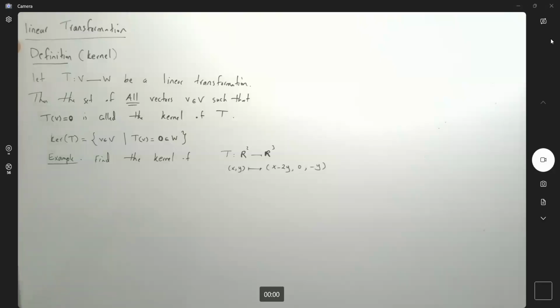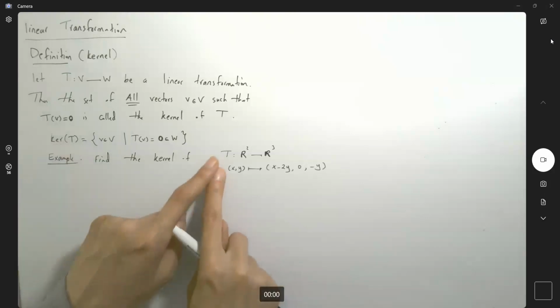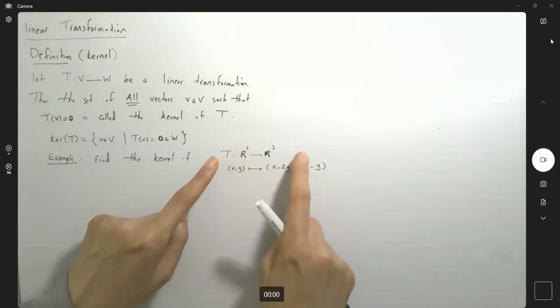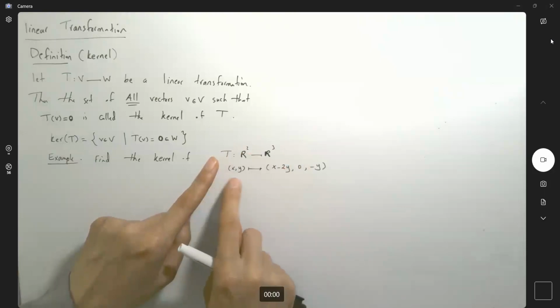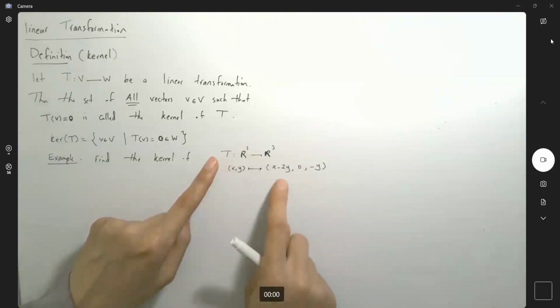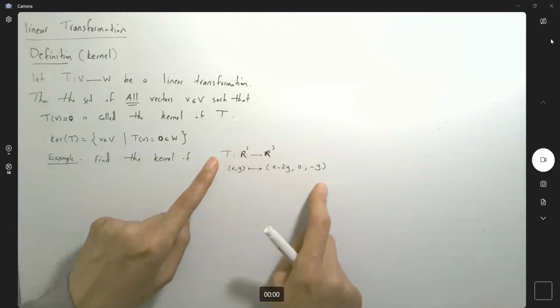Now that we introduced linear transformations and we went over the definition of kernel, let's go over more interesting examples. Here, I ask you to find the kernel of the following linear transformation. This linear transformation maps the plane into the space, so from 2-dimension to 3-dimension. It takes each vector in the plane and maps it to x minus 2y, 0, and negative y.